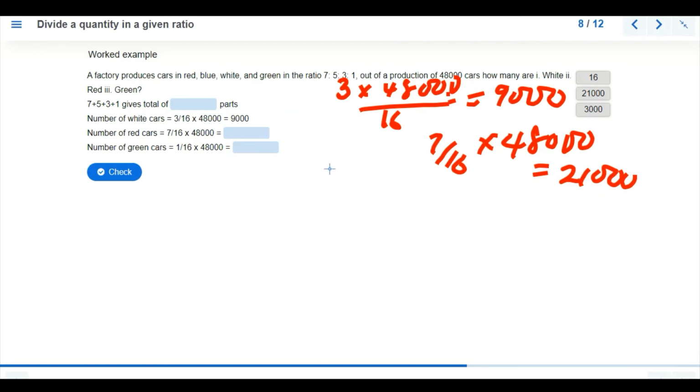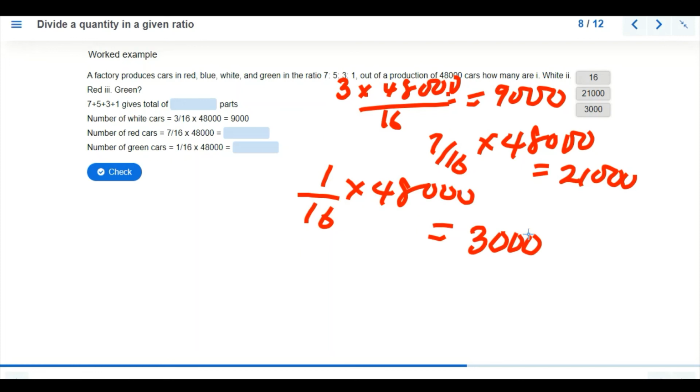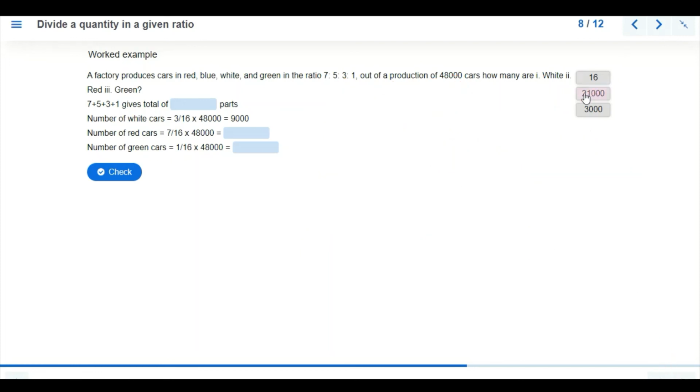Now for green cars, it's going to be 1 over 16 multiplied by 48,000. So that is 48,000 divided by 16, which is 3,000. And that's the number of green cars that we have. Let's pick the right answer to each process. By the time you add 7 plus 5 plus 3 plus 1, you have 16. And for the number of red cars, we have 21,000. And for the number of green cars, we have 3,000.